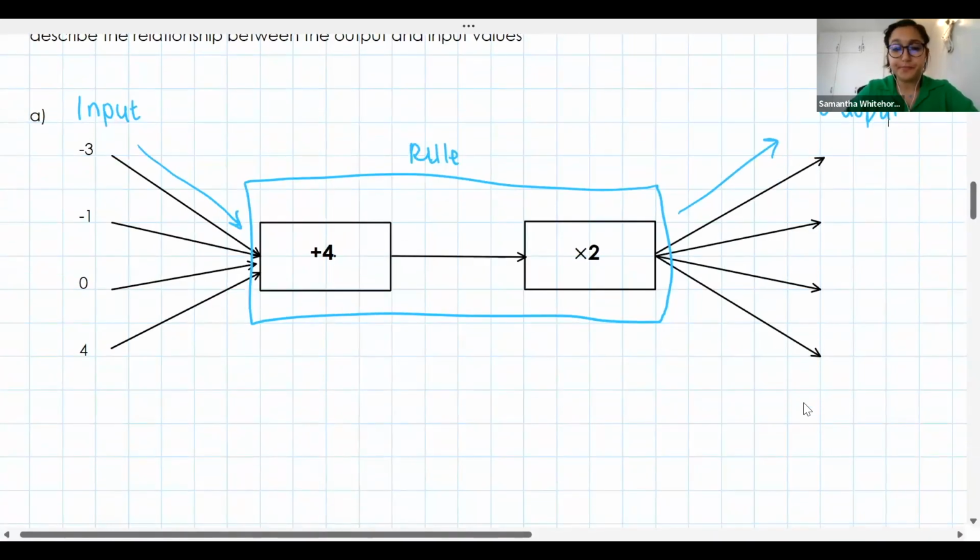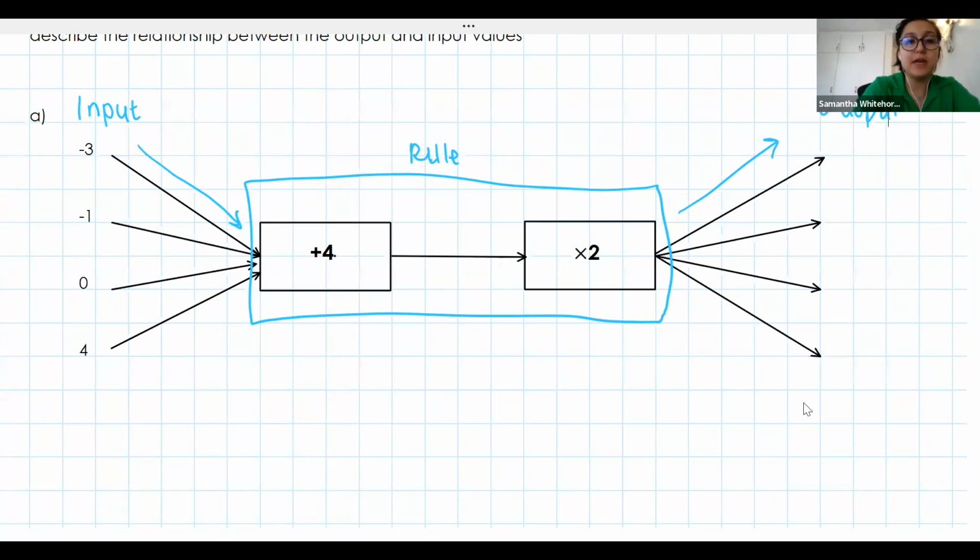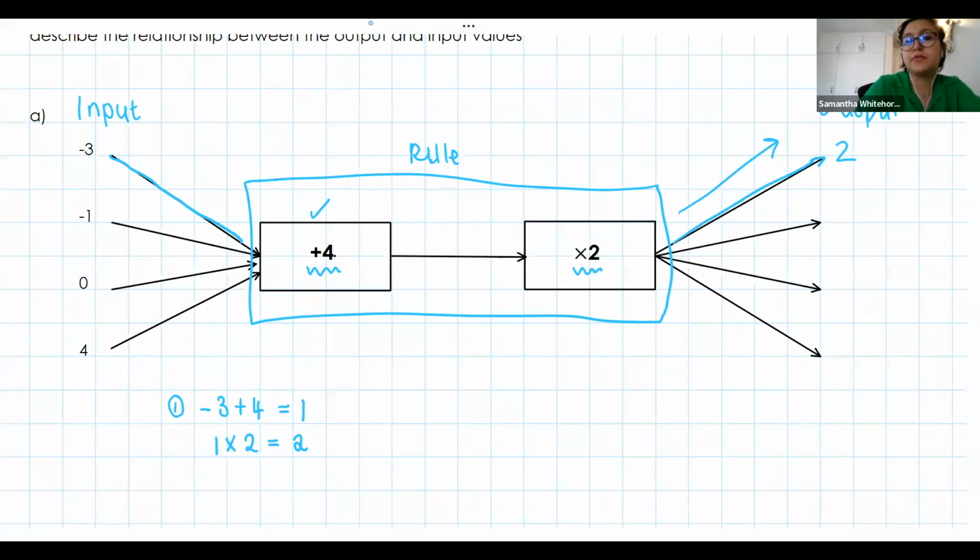Now, we need to be able to understand what's happening here. This flow diagram is telling me to take my input number, add 4 to it, and then whatever that answer is, I want to times it by 2. Let's have a look at our first input number. Our first input number is -3. So we say -3 plus 4, because that's the first operation that I need to do. -3 plus 4 is +1. Then we take that +1 and times it by 2. We know that 1 times 2 is 2. And so when we follow this input of -3, we get our output number of +2. By applying our rule, we've been able to get an output.